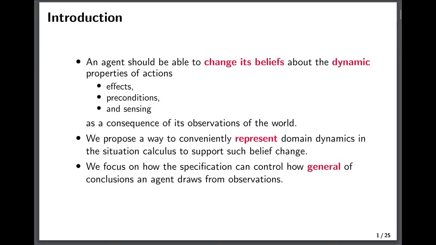In this work, we're concerned with modeling an agent that can change its beliefs about domain dynamics, that is, about action effects, preconditions, and sensing, as a consequence of its observations of the world. We propose a way to conveniently represent domain dynamics in the situation calculus to support such belief change, and we focus on how the specification can control how general conclusions an agent draws from observations.